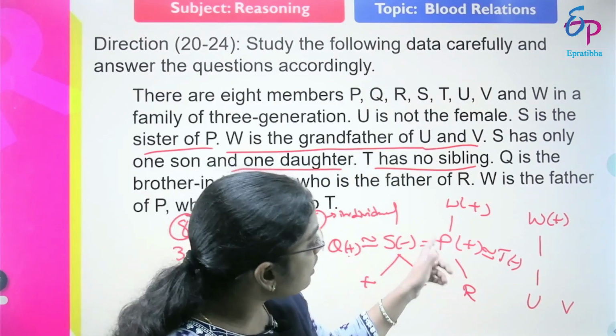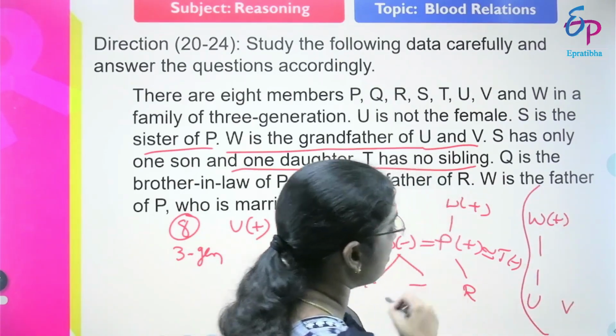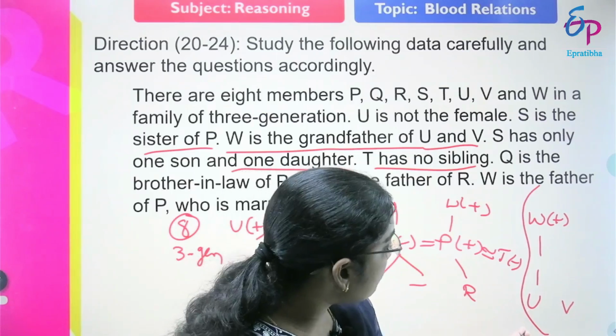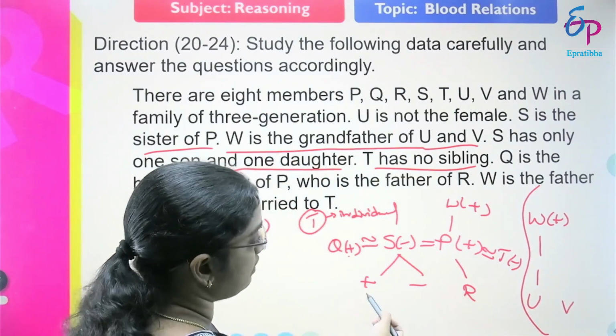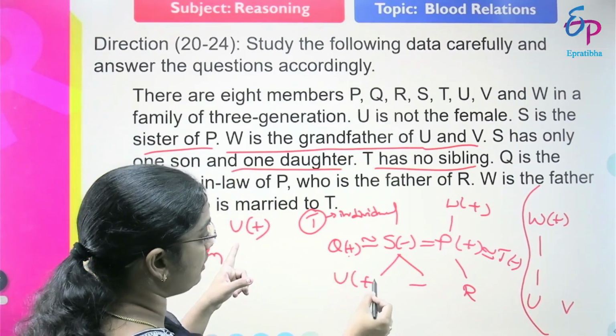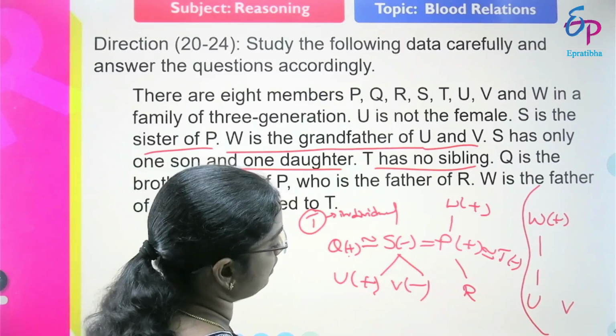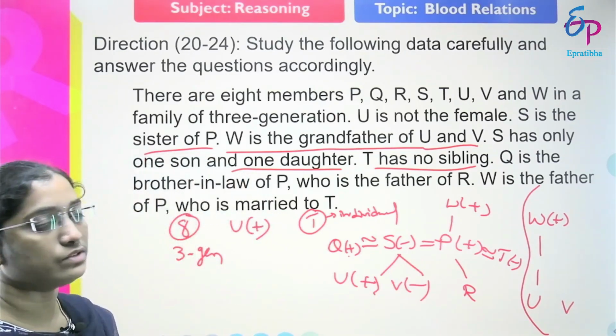So W is father of P means we need to include that other information in our question, right? W is grandfather of U and V, and U is a male person, so we need to take U here. So we need to take V here. So W is grandfather of U and V. All information is satisfied for the diagram.